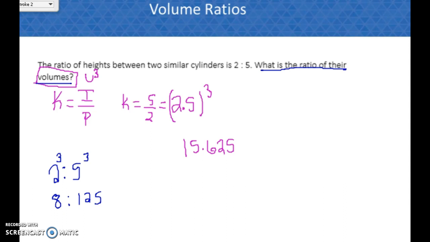which if you actually divided 125 by 8, that would give you that 15.625, which we just talked about, that the volume of the image would have to be that much times bigger than the original. So if it wants specifically the ratio, you would write your answer as this ratio. You would just take your original ratio and raise each piece to the third power, because again we're dealing with volume, and volume is units cubed.